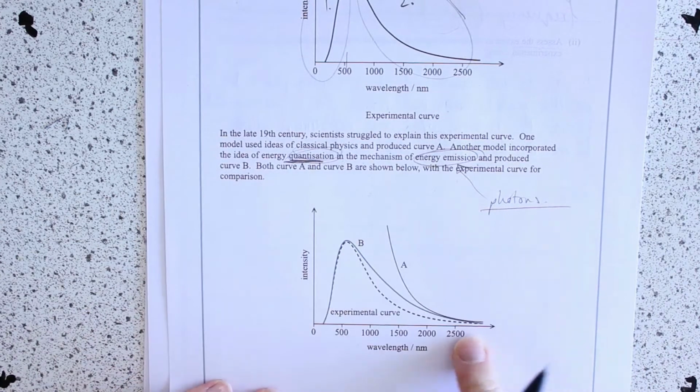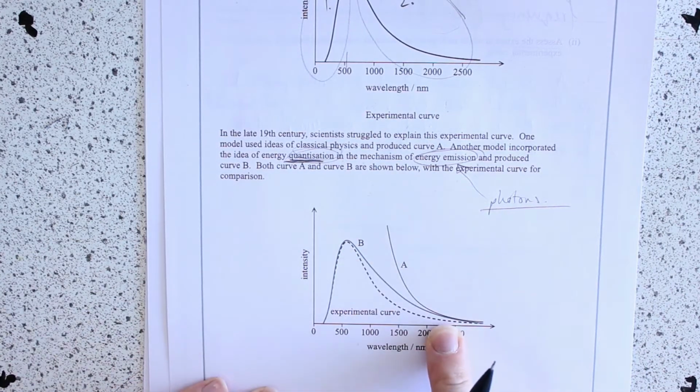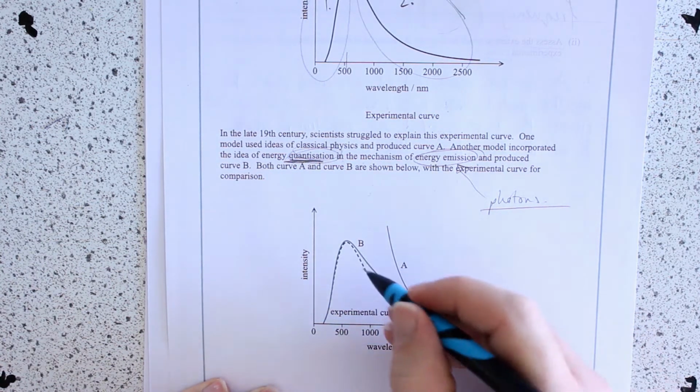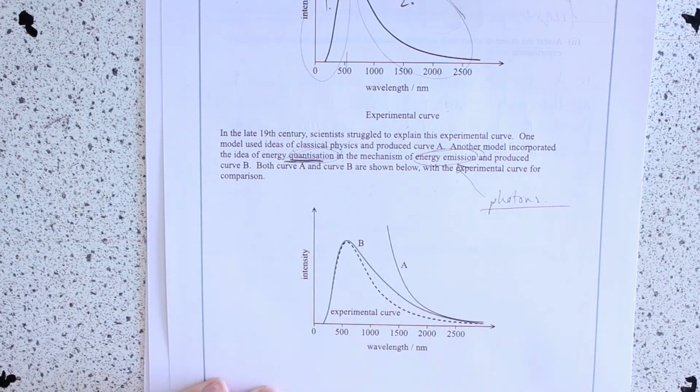So Model A is pretty good on this side. It's not quite as good as Model B, but Model B doesn't quite fit the curve either. You're getting higher intensities through these wavelengths than the actual experiment.